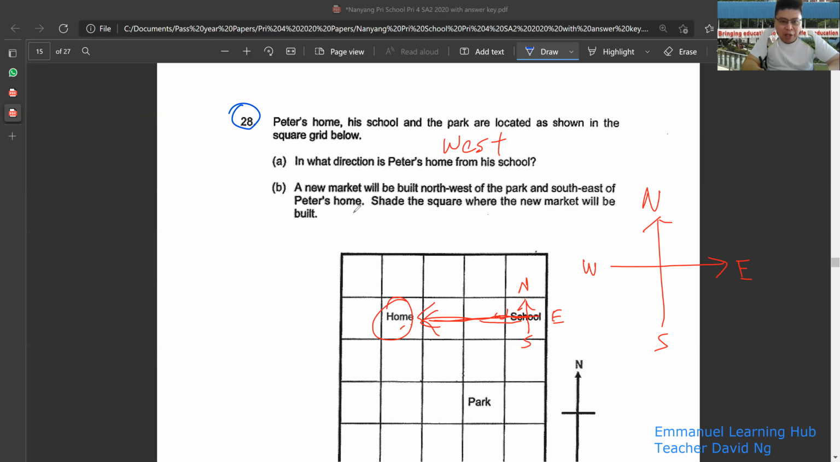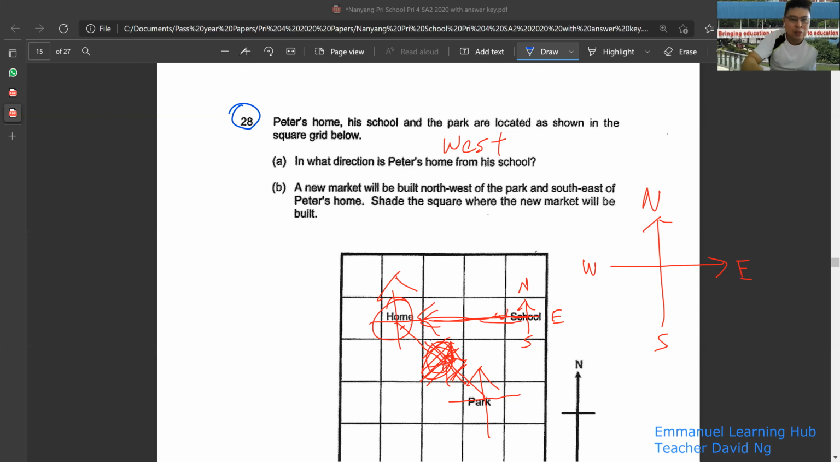Okay. B, a new market would be built northwest of the park and southeast of Peter's home. So northwest of the park, compass is here. Southeast of Peter's home, compass is here. So southeast is this direction, right? Then northwest is this direction, right? So only have this, right? Do you agree this is the square that is supposed to shade? That's why I shade them. So it's correct, right? You got B correct.